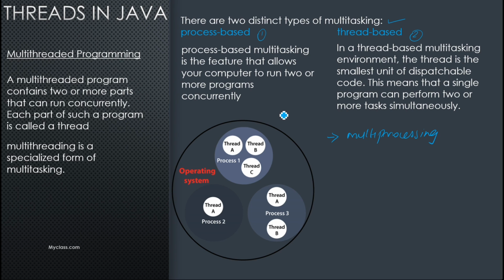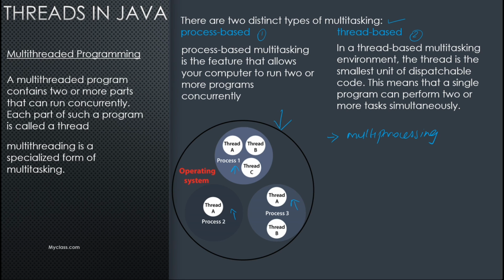In multiprocessing, the operating system is capable of running more than one process, sharing the CPU time concurrently. That means here process 1 is there, process 2 is there, and process 3 is there. So three processes are running concurrently. That is the concept of process-based multitasking.